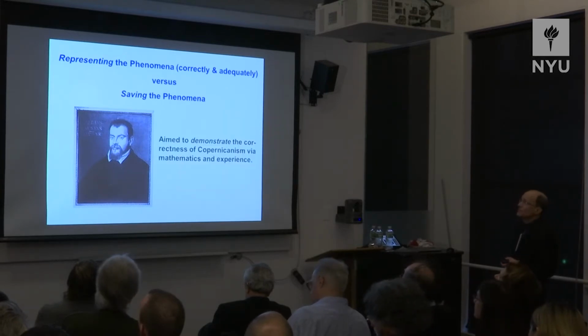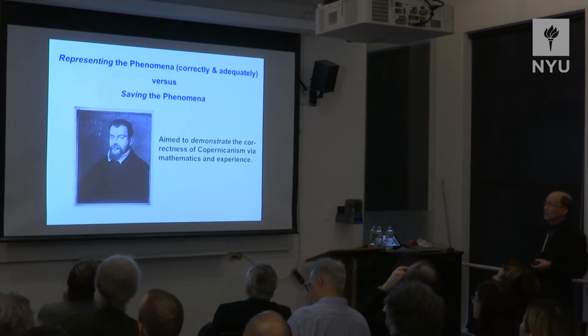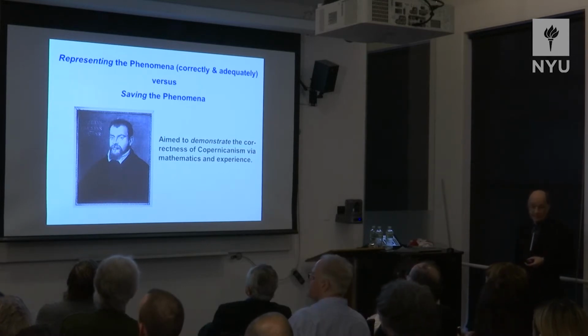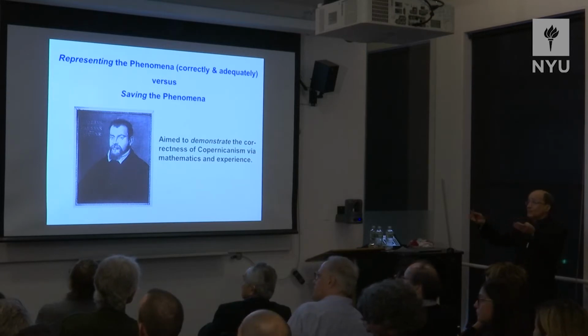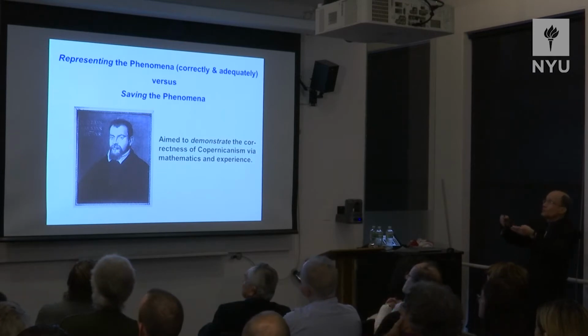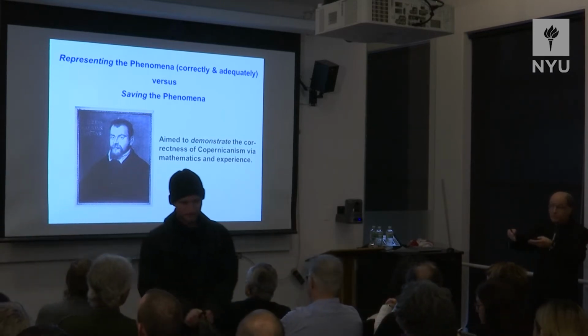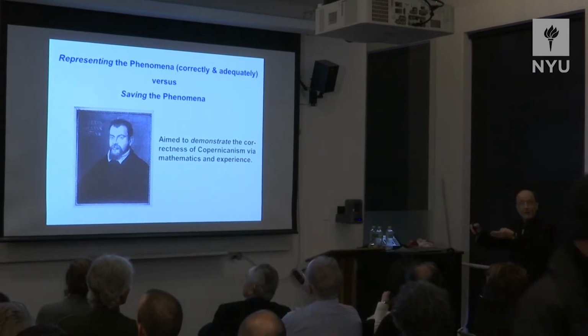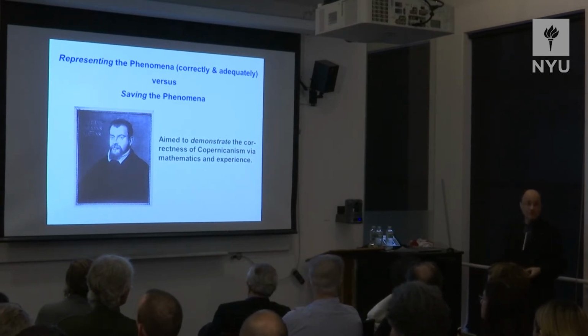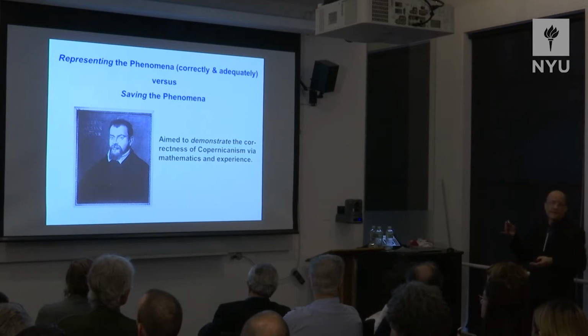Well, one way one can begin to get a sense for that is that Galileo wasn't at all happy with saving the phenomena either. What he aimed to do is demonstrate the correctness of Copernicanism via mathematics and experience, not just take it to be a hypothesis or something that happens to fit what we observe. Rather, we should be able to prove from what we observe and the mathematical resources at our disposal that Copernicanism must be the right view. And for that, he had a theory of the tides.